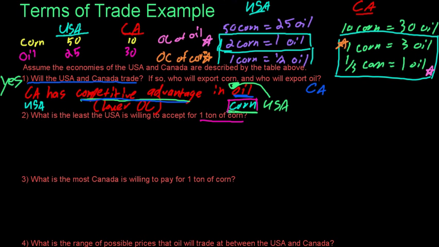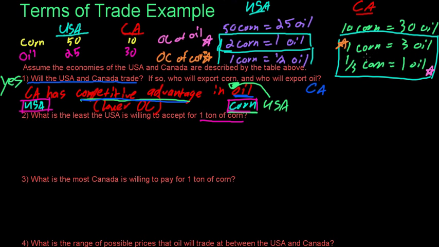And the reason is that the USA has the competitive advantage in corn. Rather than rewriting that entire thing out, I just wrote the USA and corn down at the bottom. And the reason is that the USA has the lower opportunity cost for producing corn. In the USA, we sacrifice half a million barrels of oil, so 500,000 barrels of oil, for every ton of corn that we produce. Whereas in Canada, they have to sacrifice 3 million barrels of oil for every ton of corn that they produce.